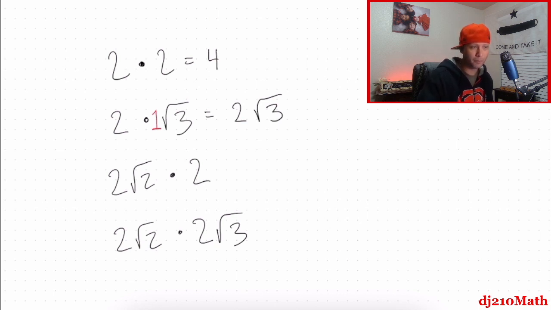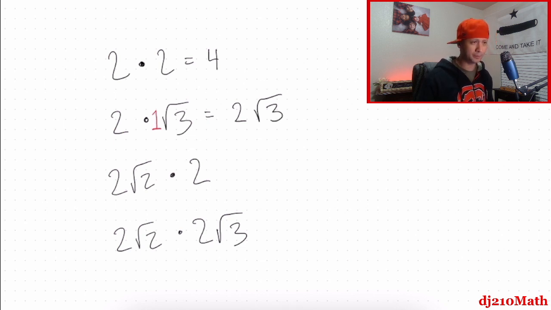So 2 times 1, which is basically 2. And then just the square root of 3, because there are no other square roots. It doesn't get multiplied by anything. It can't combine with anything. The only thing it becomes is basically a label for the 2. So this would be 2 root 3.